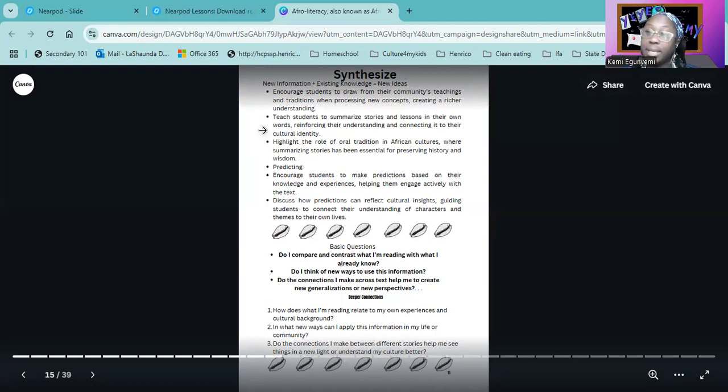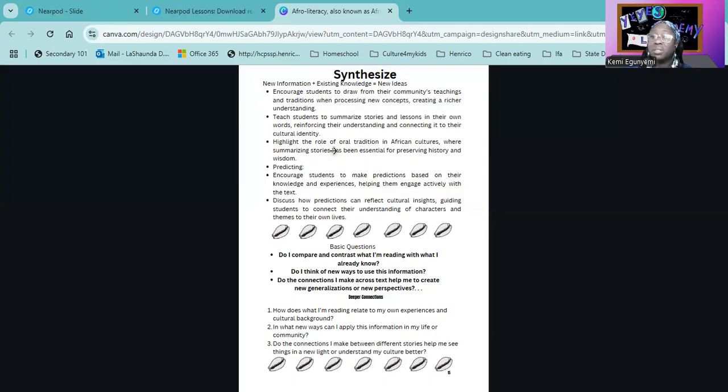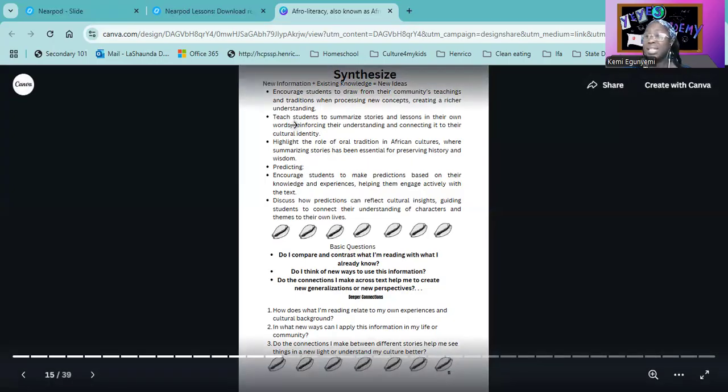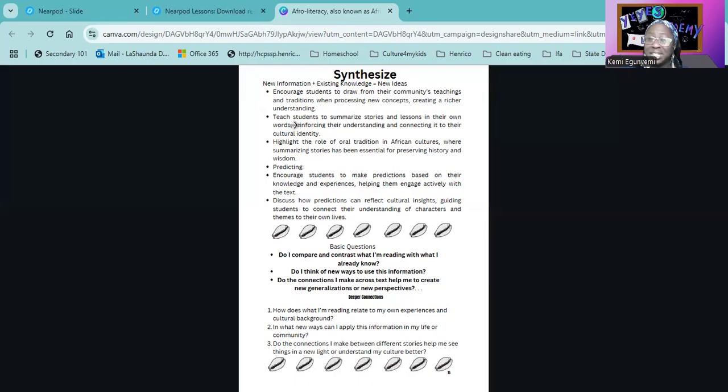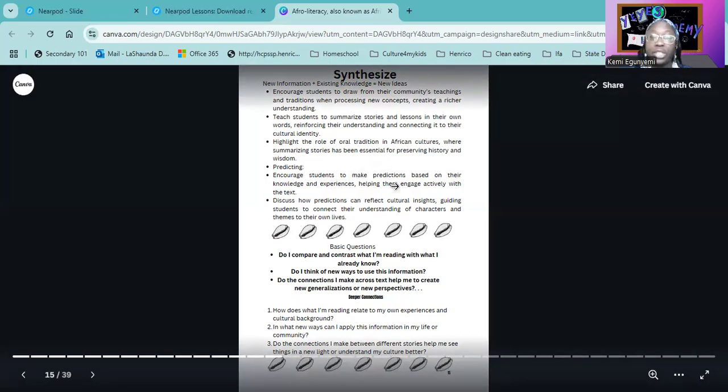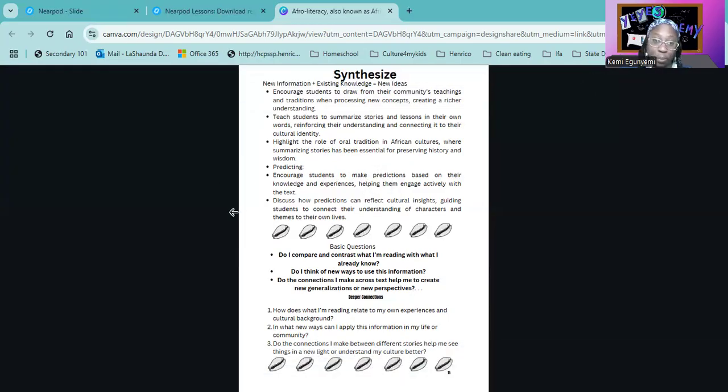Of course, let them tell it in their own words. All right. Highlight oral tradition, you know, preserving history. What's this history and the wisdom? And sometimes you can get into a little oral session, a retelling, a mock storytelling session. Making predictions. I just talked about that, using the culture to make predictions and how they reflect cultural insights. So that's the biggest thing with synthesizing, drawing on your community knowledge, your personal knowledge, your family knowledge, taken from the story, and having ways to predict what's going to happen and what should happen.